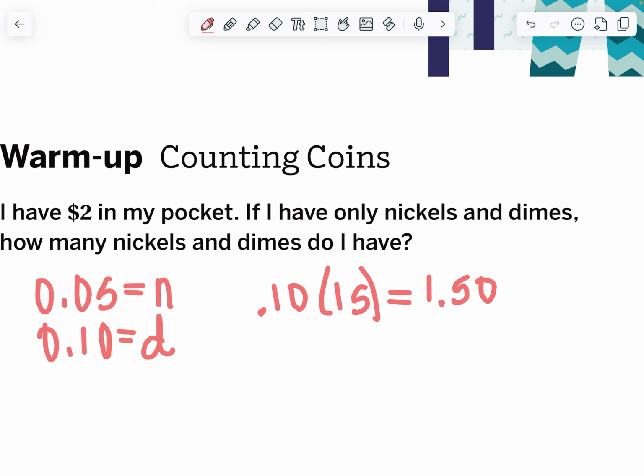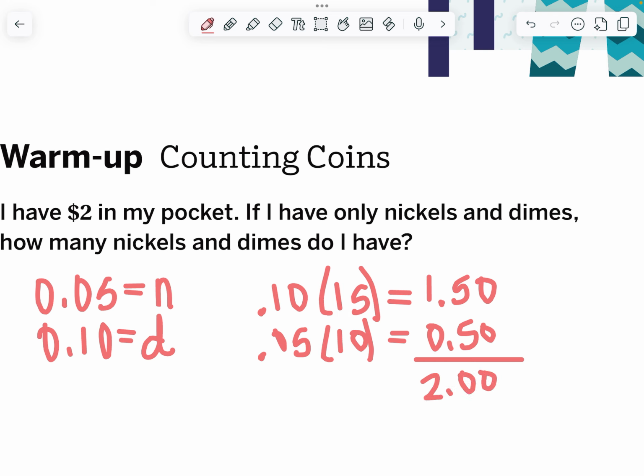And when I divide 50 cents by 5 cents, I know I could count by fives: 5, 10, 15, 20. I can take 5 cents and multiply it by 10. And that gives me the other 50 cents I need for the $2. So there's my other 50 cents. When I add those together, I get $2 total. So right here I have 15 of the dimes and I have 10 of the nickels.